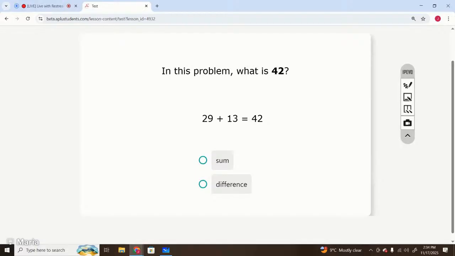In this problem, what is 42? 29 plus 13 equals 42. So adding two numbers, the result is the sum. So 42 is the sum of 29 plus 13. Option number 1 is the correct option, that is sum.